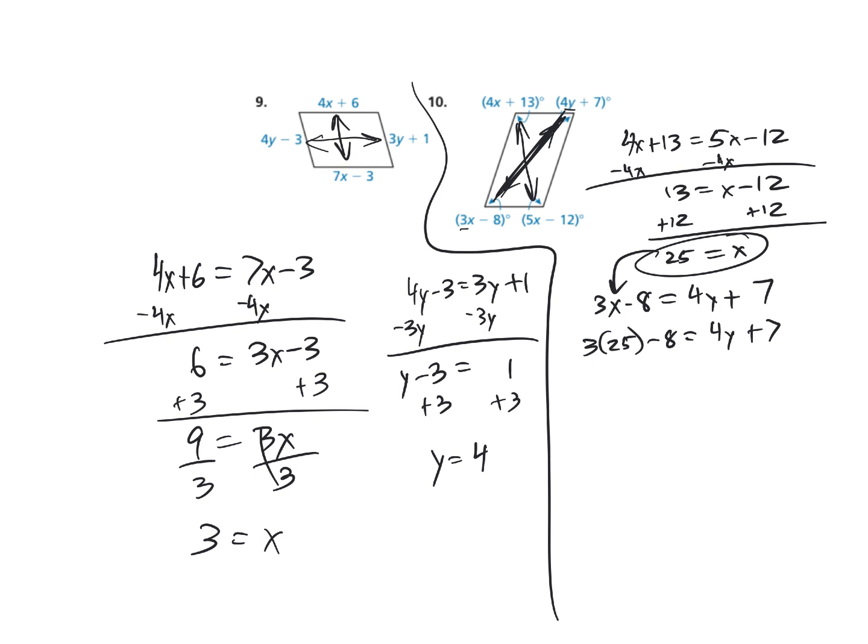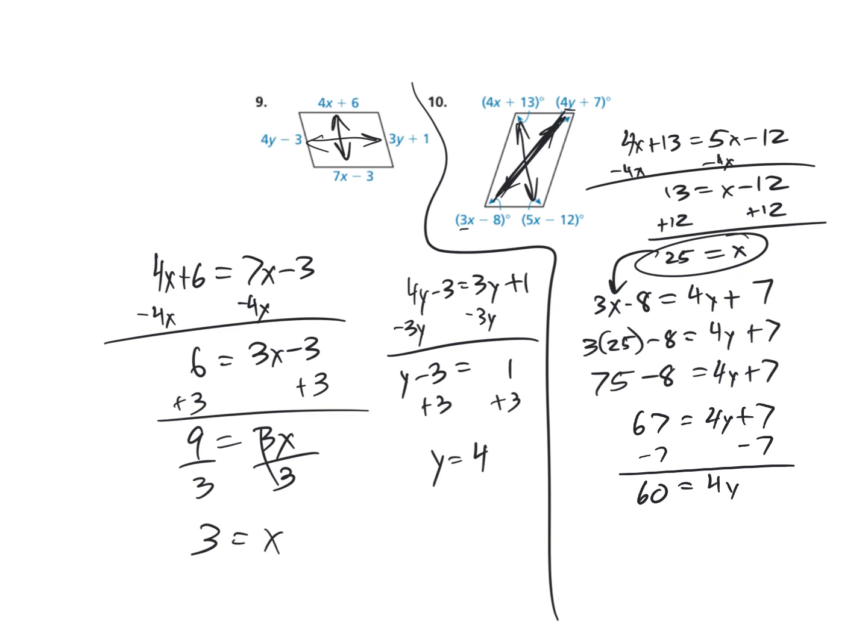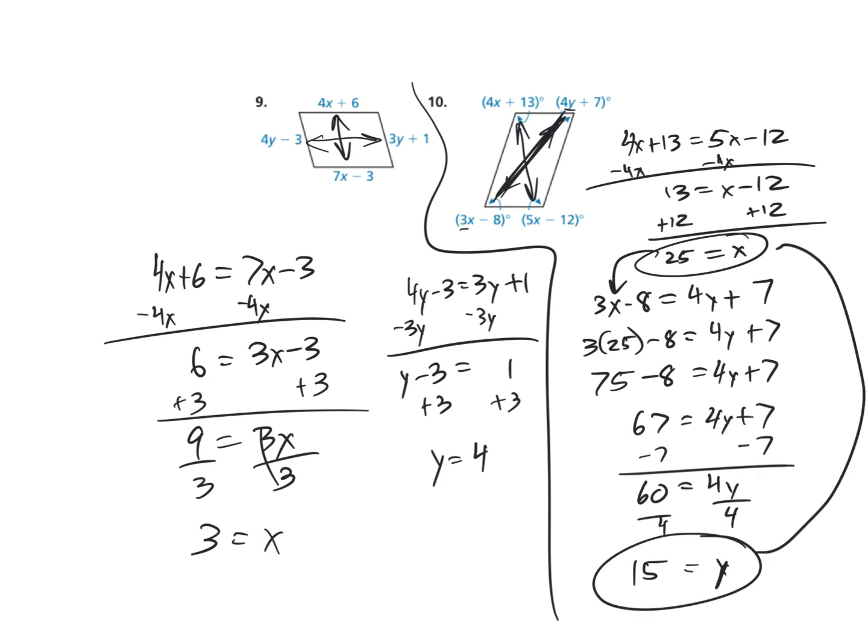3 times 25 is 75. And 75 minus 8 is 67. So we subtract 7. And that gives us 60 equals 4y. Divide off the 4, and y equals 15. So y is 15 and x is 25.